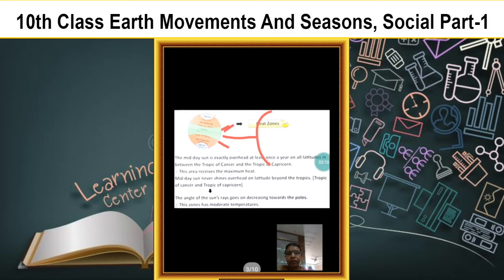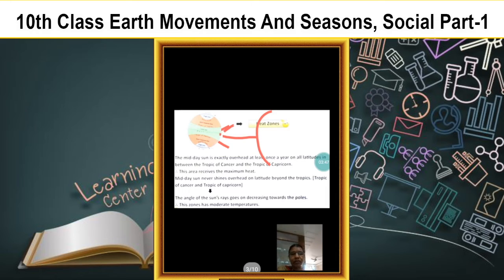For example, the equator is 0 degree latitude, and then 1 degree, 2 degree, 3 degree, in this way up to 23.5 degrees north and 23.5 degrees south. That is Tropic of Cancer to Tropic of Capricorn. At least once in a year on all these latitudes, the sun's rays fall overhead. So this area, the greener part, which we call the torrid zone, receives maximum heat from the sun.